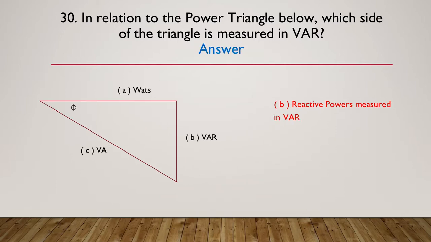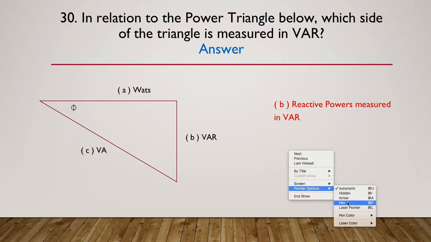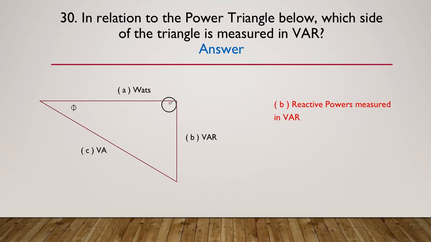And VAR stands for volts, amps, reactive. So VAR is volts, amps, reactive. And on this particular power triangle, here's our 90 degrees. The horizontal is our watts. The hypotenuse is our VA. And the side opposite the angle is the Q, the reactive power, and it's measured in VAR. So the answer was B, reactive power, measured in volts, amps, reactive, which we just abbreviate to VAR.